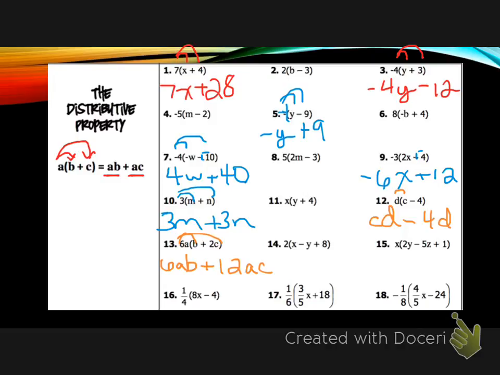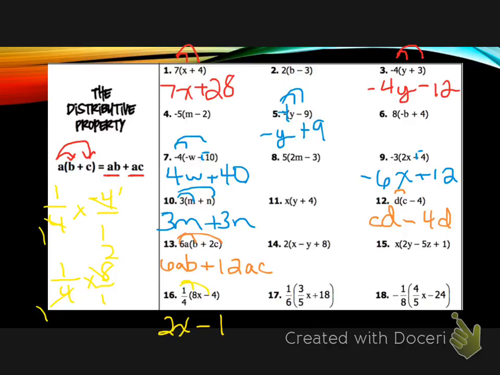Let's look at some of the fractions, because fractions seem to scare everybody. But remember, you can always simplify, or you can use your calculator. If you're looking at 1/4 of 8x, remember, that's the same as having 1/4 times 8. Remember, 8 over 1. You can cross simplify, and you end up with 2x. Then 1/4 times a negative 4 is going to be a negative 1. If you cross simplify, those become 1s, so it's just a negative 1.